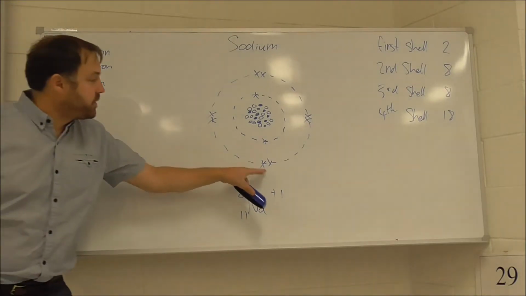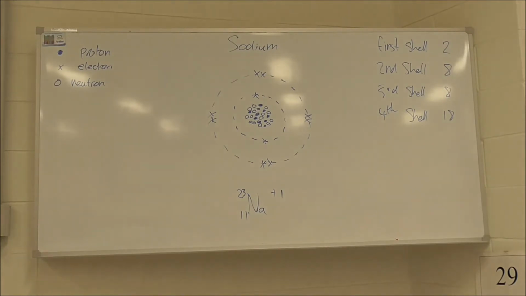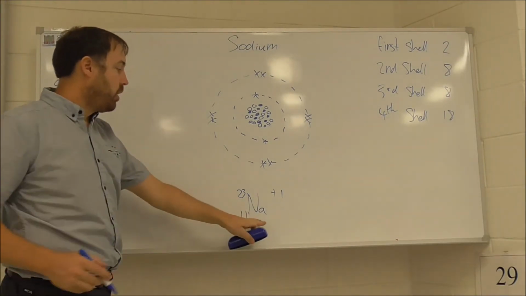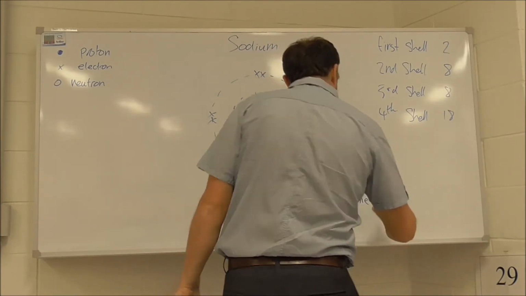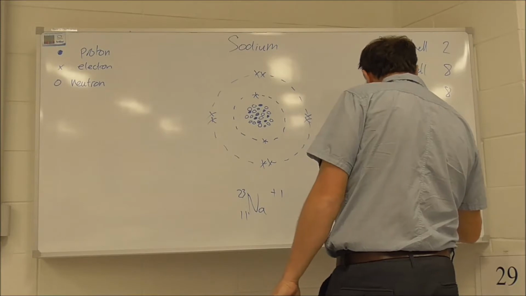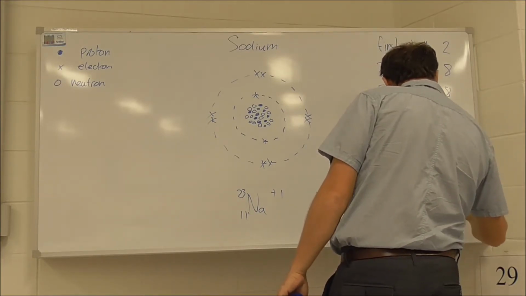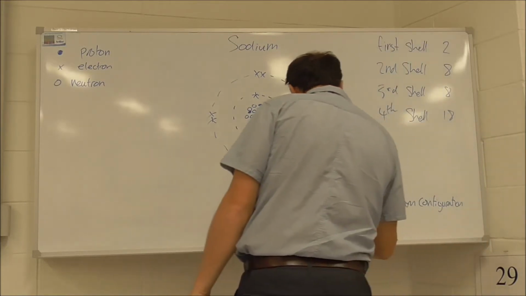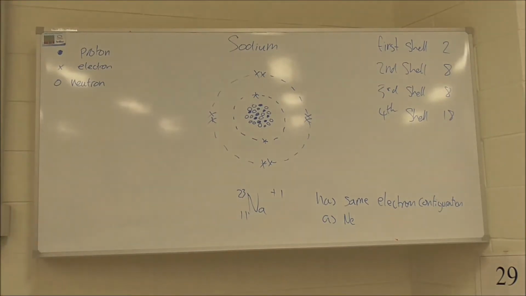And what do we notice about its electron configuration? What's it the same as? Neon. Okay? So a sodium ion has the same electron configuration as neon. Or sodium plus, the plus one sodium ion has the same electron configuration as neon. Okay?